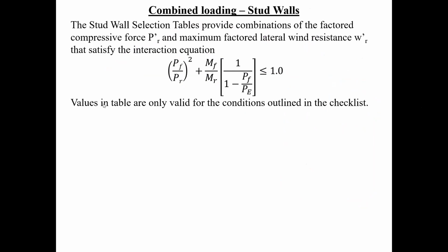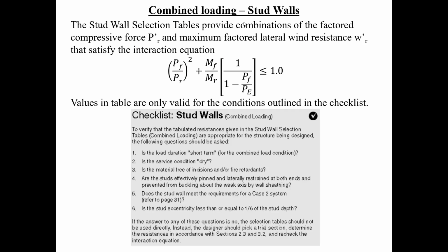Now, values in tables are only valid for the conditions outlined in the checklist. Like I said, I love this handbook because it asks you a number of things before you go straight to the tables and take your values. This is the checklist. It says, to verify that the tabulated resistance given in the stud selection table is appropriate for the structure being designed, the following questions should be asked.